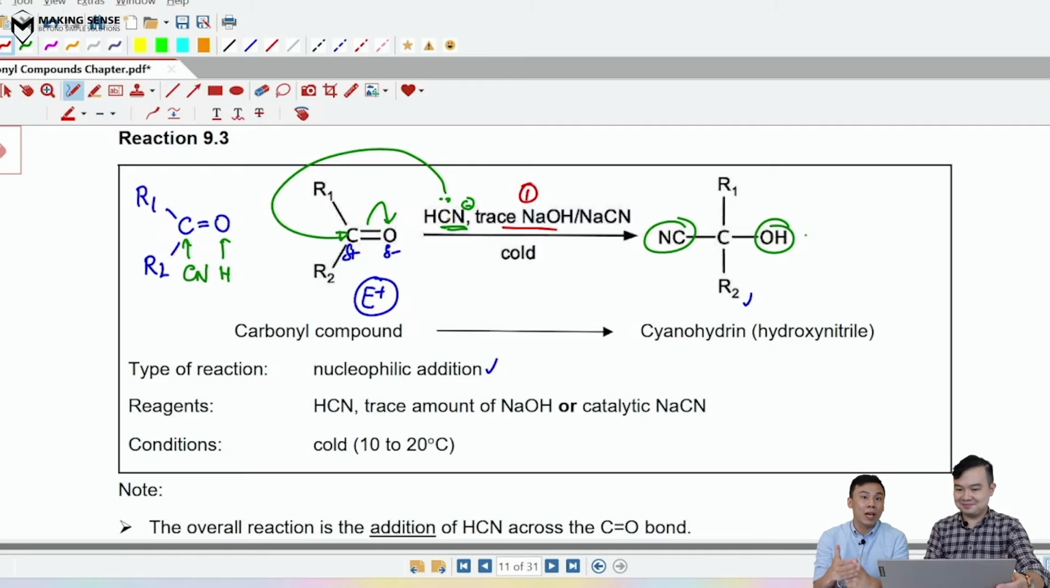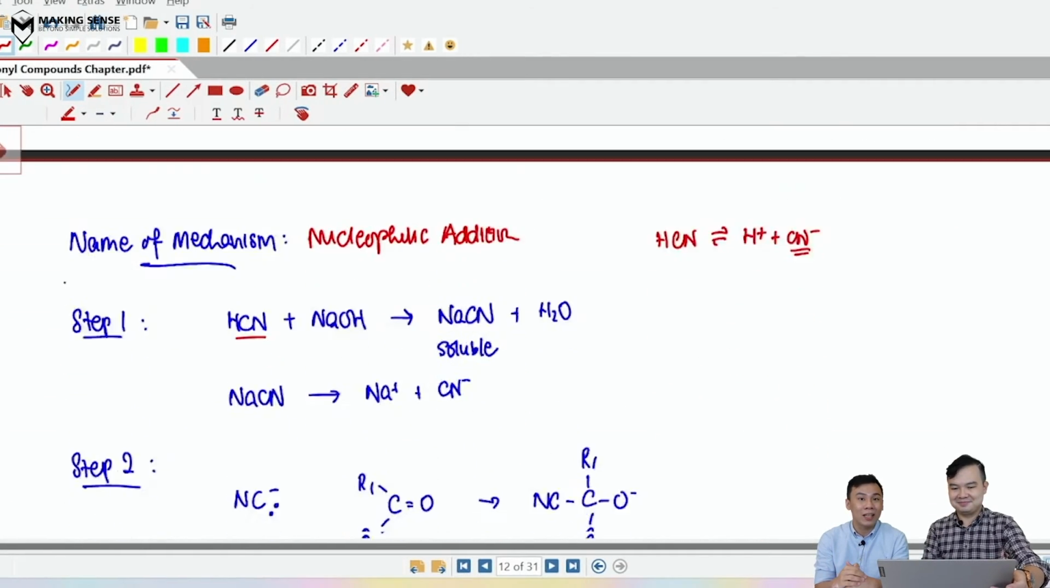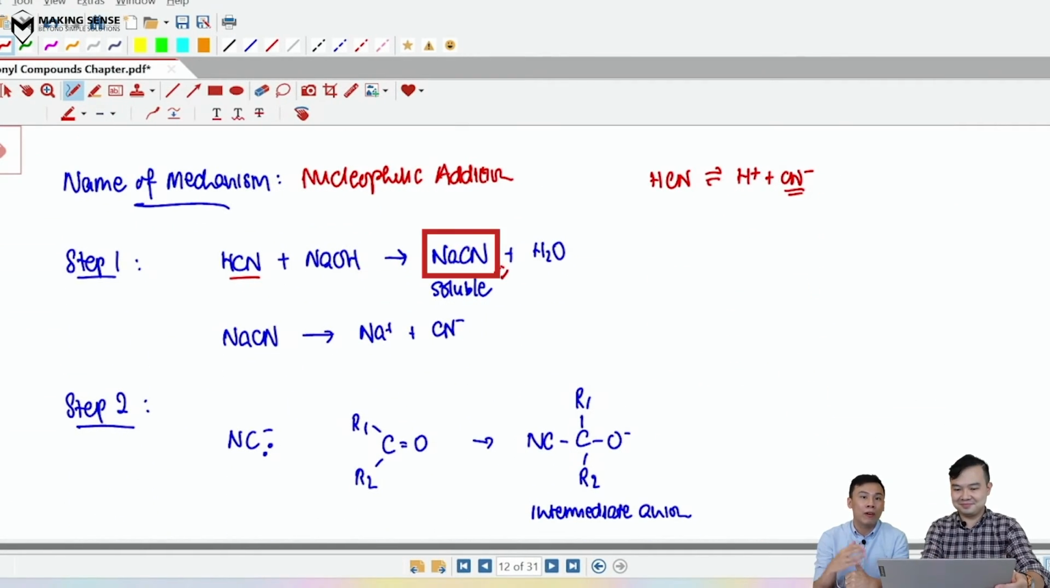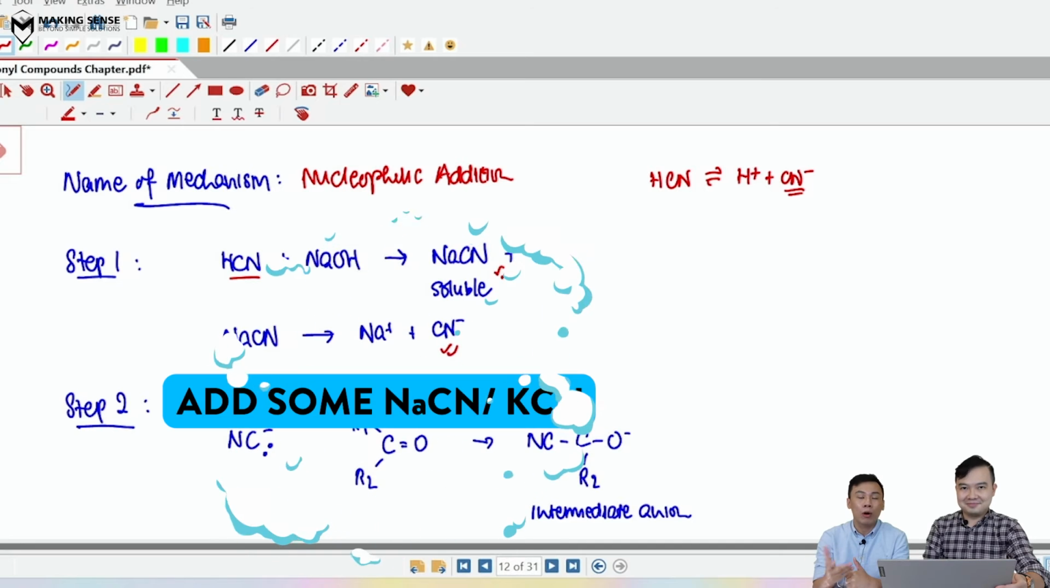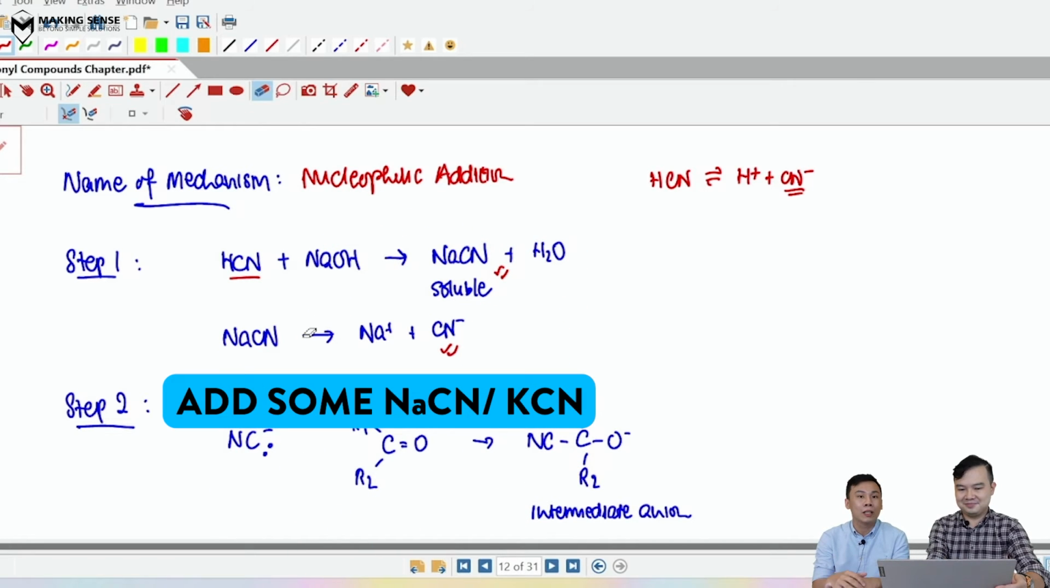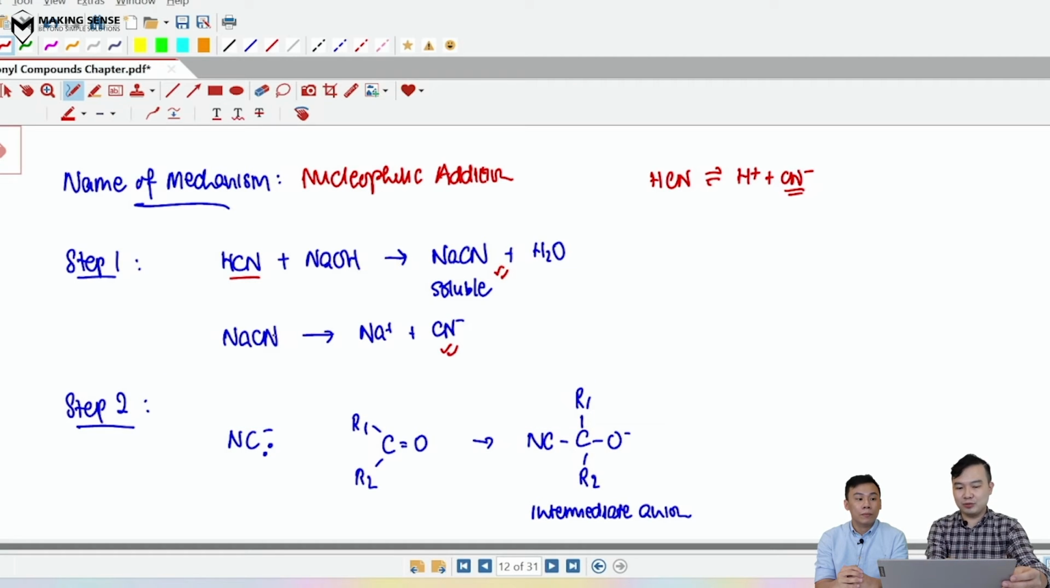Now, NaOH is going to react with the HCN to form the soluble NaCN salt, which dissociates fully to provide a higher concentration of the cyanide ions. Alternatively, we could add some NaCN or KCN, which are all soluble salts. They will ionize fully once again to provide the CN minus ions. That's right. So you saw that in the two equations that I wrote for step 1 over here.